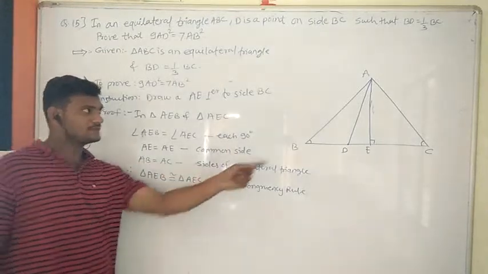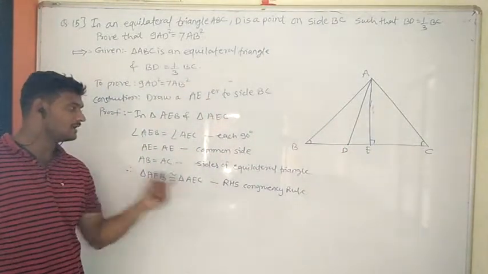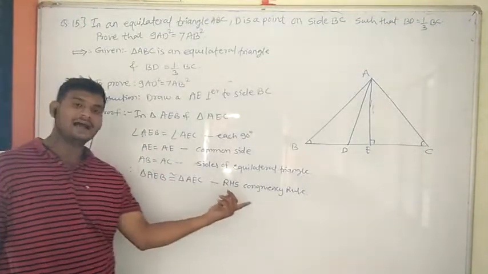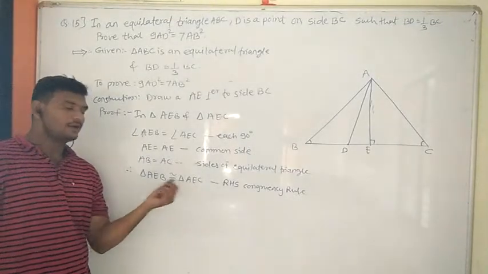AB is equal to AC. AB is also a hypotenuse and AC is also a hypotenuse. These two hypotenuses are equal and one of the sides is equal: AE is equal to AE. Therefore, we can apply the RHS congruency rule here. Therefore, triangle AEB is congruent to triangle AEC.